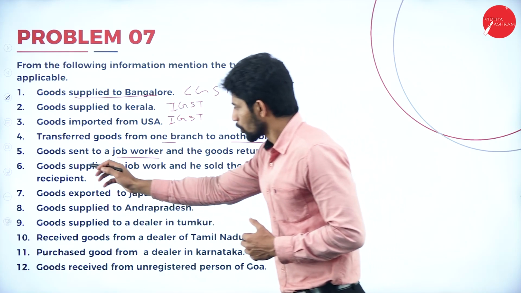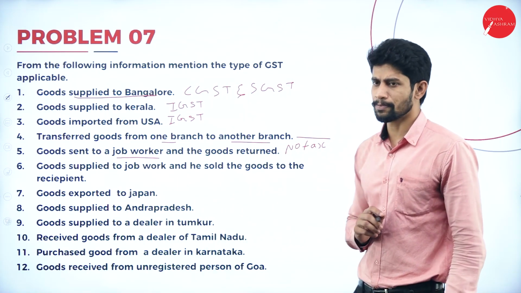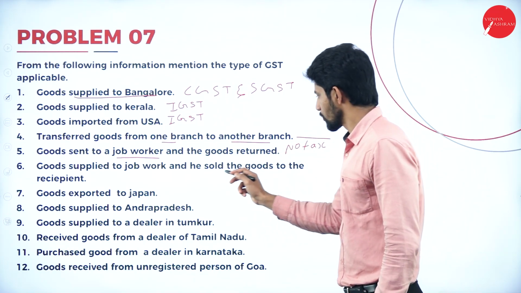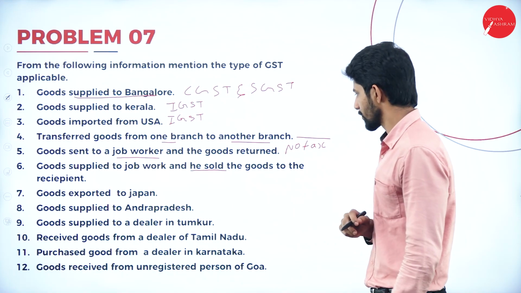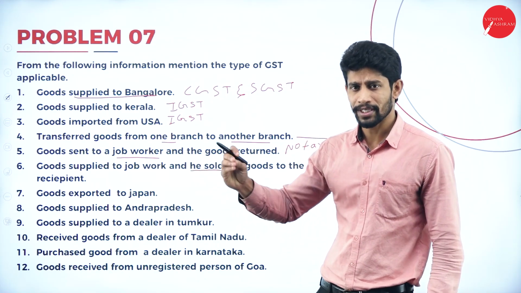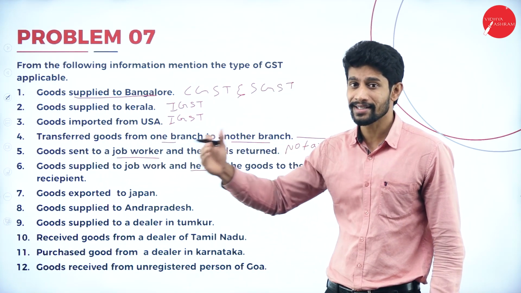Next one, goods supplied to job work and he sold the goods to the recipient. So goods supplied to job worker and he sold the goods. Who? Job worker sold the goods to recipient. So here we send the goods but he sold it to the recipient, that means to the buyer. So here the sales is happening.